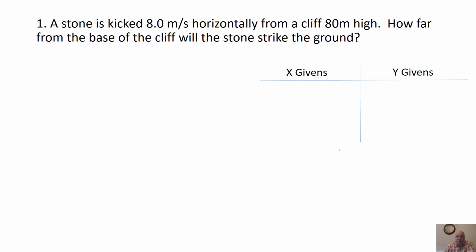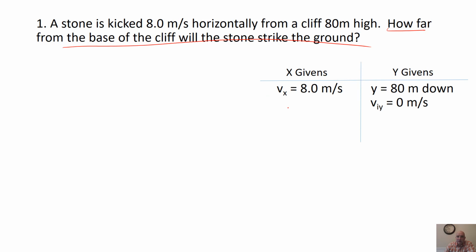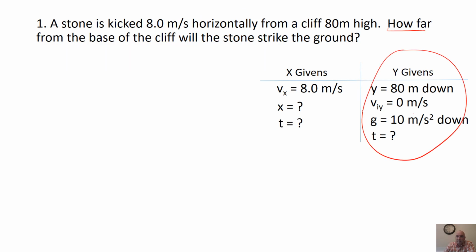And now we can go ahead and start populating our givens list. So we have a vx of 8 meters per second. We have a y of 80 meters down. It asks you for how far from the base the stone will strike the ground, so it's going to be x equals question mark, but I didn't do it in that order. In the y-axis, it's horizontal motion, so at the beginning the initial vy is 0, and it's in free fall because it's in the air, so the acceleration is 10 meters per second squared down. The question I underlined is asking you for x, and now you have time to solve for, and you'll notice you have enough information to start in the y-axis.